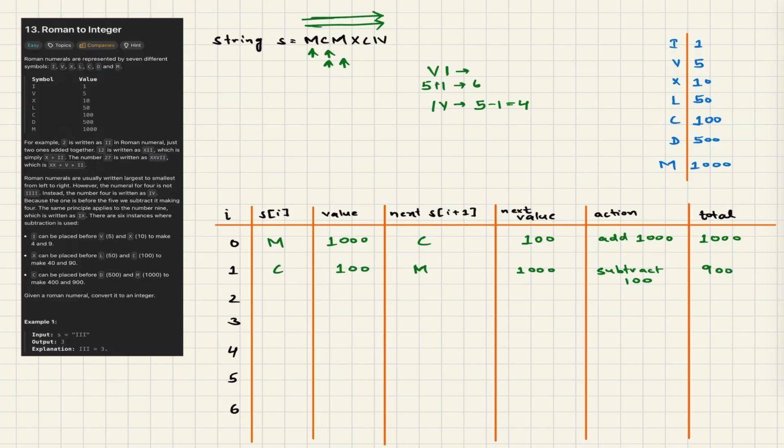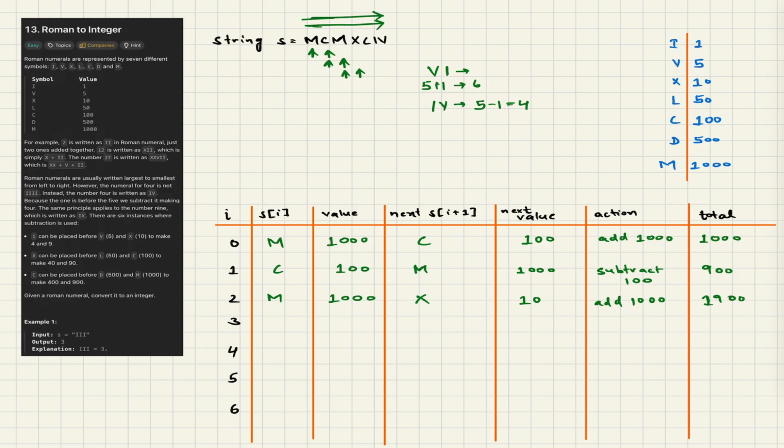Now s of 2 is M, the value of M is 1000, and the next symbol is X, whose value is 10. Since 10 is smaller than 1000, we are just going to add 1000. So now I have 1900.